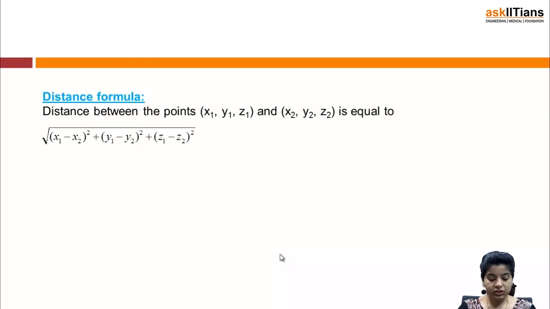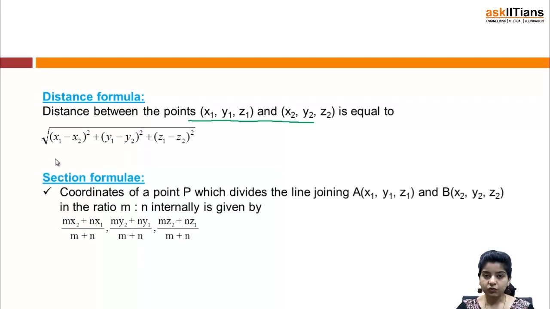Okay, now we have the distance formula, and most of you I am sure would be knowing, like we had in 2-dimensional, now we have it in 3-dimensional, and so we just have a third coordinate and the formula in fact remains the same. That is, the distance between the 2 points x1, y1, z1 and x2, y2, z2 is equal to under root of (x1 minus x2) whole square plus (y1 minus y2) whole square plus (z1 minus z2) whole square.